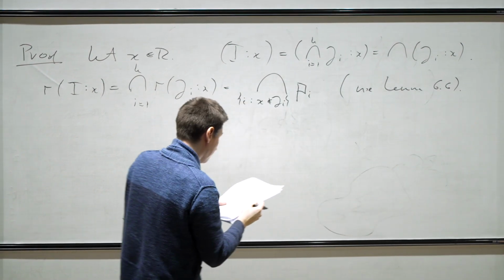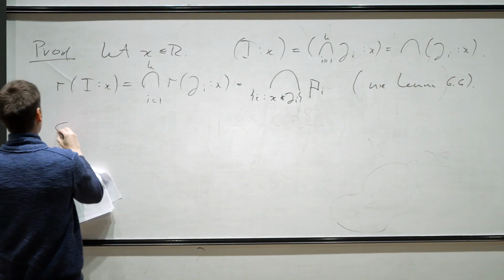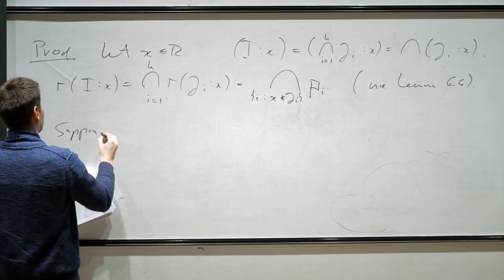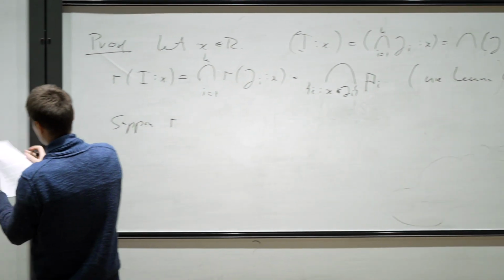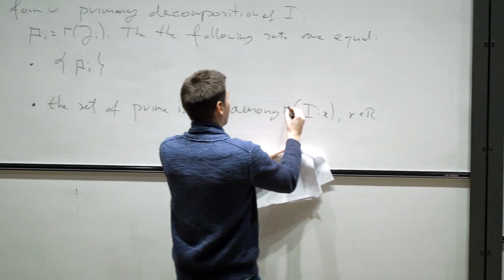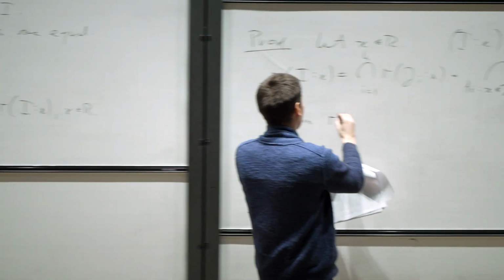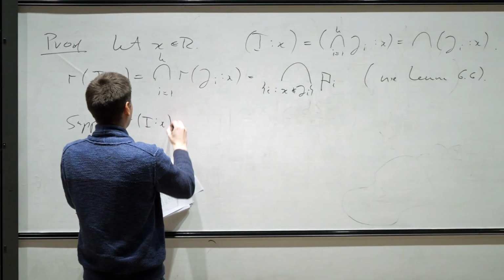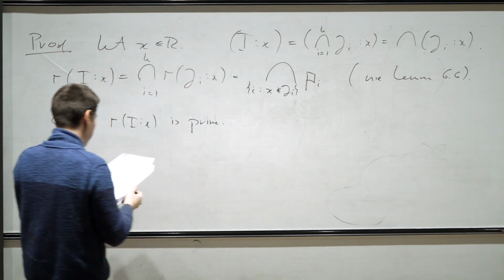Okay, very good. So now suppose that the radical, sorry, did I write it correctly? Yeah, of course I forgot the radical here, sorry. Now it makes more sense. It's the radicals here. So suppose the radical of Ix is prime.